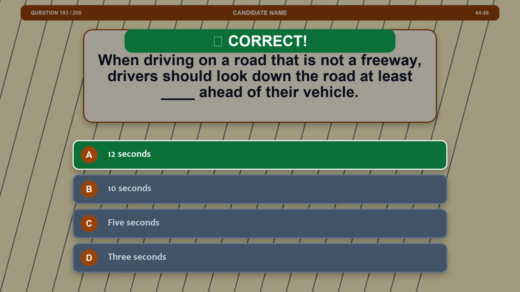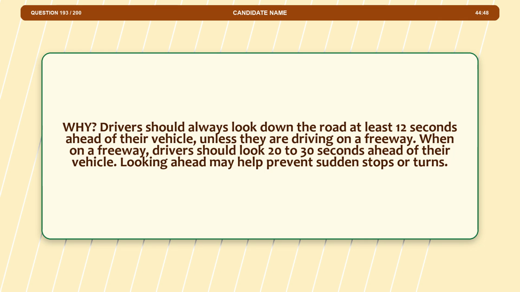12 seconds. Explanation. Drivers should always look down the road at least 12 seconds ahead of their vehicle, unless they are driving on a freeway. When on a freeway, drivers should look 20 to 30 seconds ahead of their vehicle. Looking ahead may help prevent sudden stops or turns.